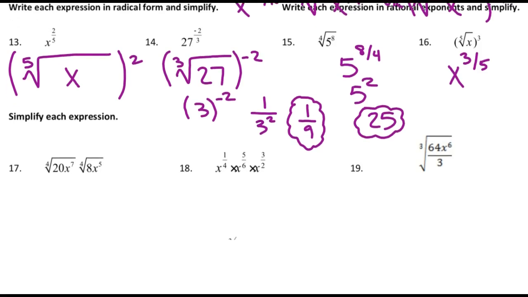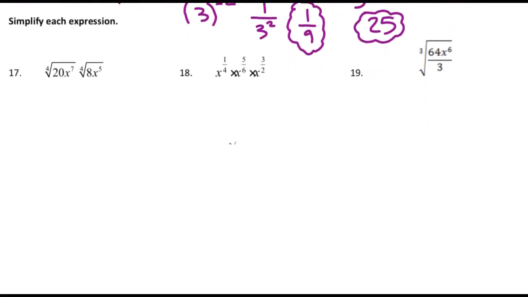Right, now we get into some simplifying. So we have a couple radicals. They're both fourth roots. Sometimes it's easier to multiply the stuff together. Sometimes it's easier to deal with it separately. You just have to go on a problem by problem basis. So in this case, I'm going to multiply them.